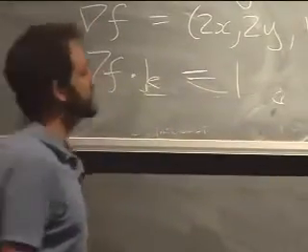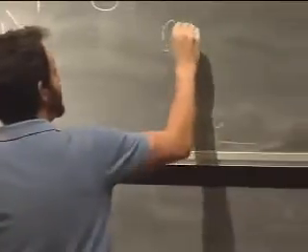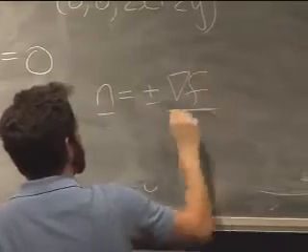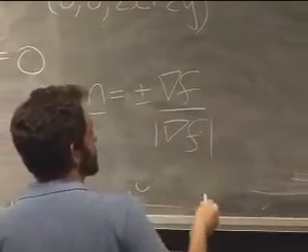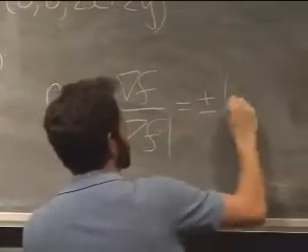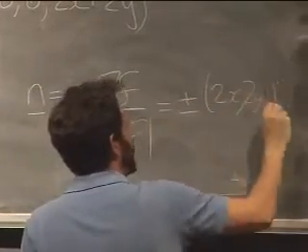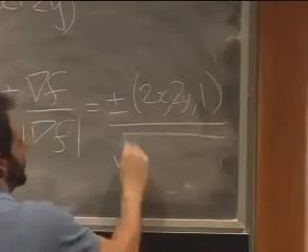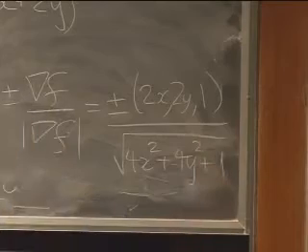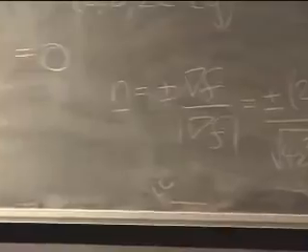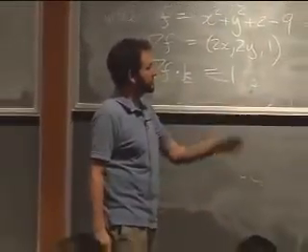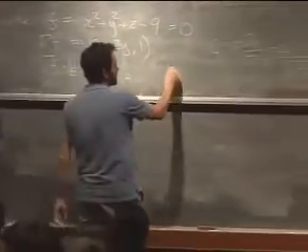All right, so according to my computations, n is either plus or minus grad f over its norm, which is plus or minus this, 2x, 2y, 1, over the square root of 4x squared plus 4y squared plus 1. Okay, so is it plus or is it minus? This is the key thing. You have to look at the sign of 2x, 2y, 1. So what does that vector look like?